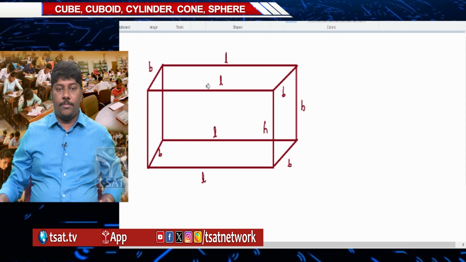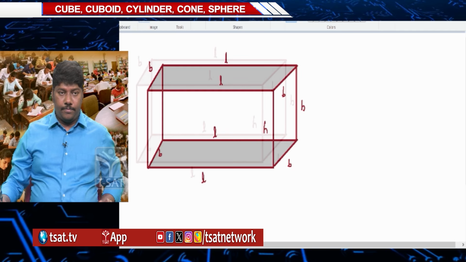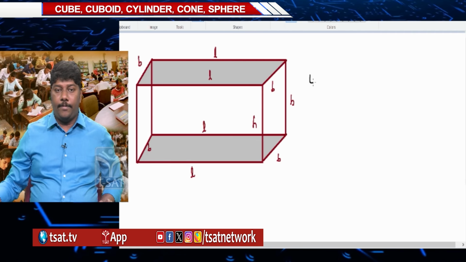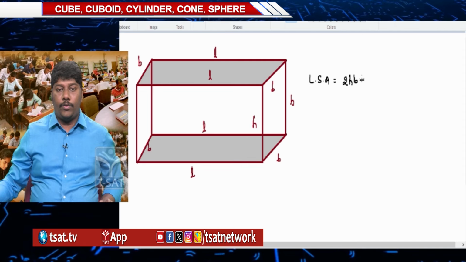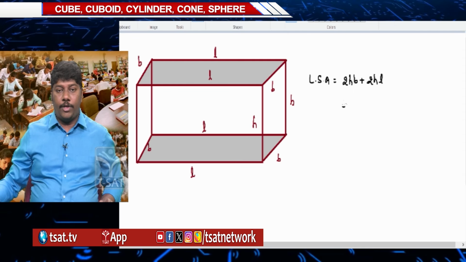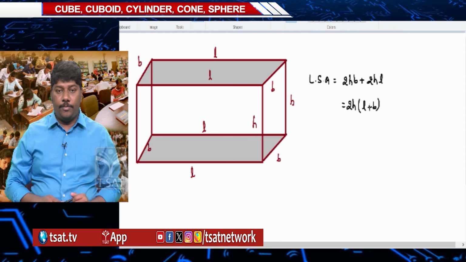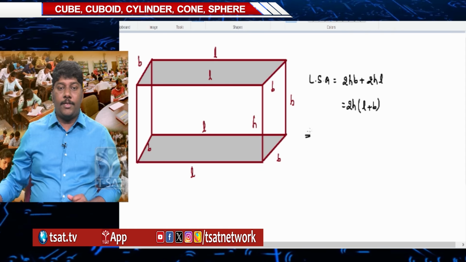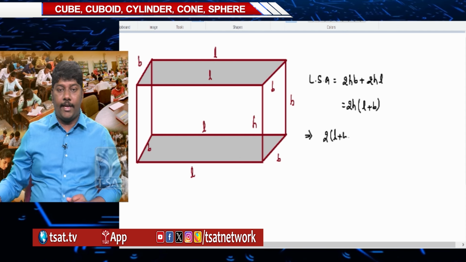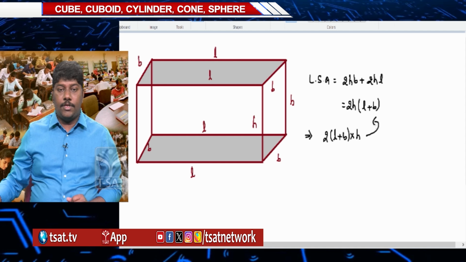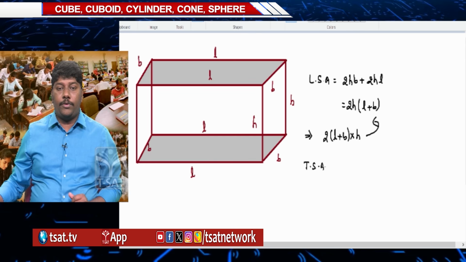And what is the top and bottom? The top one is LB and the bottom one is also LB. So, if you look at the lateral surface area, there are 2 HBs, there are 2 HLs. If you take 2H common, it is L plus B. Or else you can call it a rectangular prism. What is the lateral surface area for a prism? Base perimeter, that is 2 into (L plus B), the rectangle perimeter, into height. It is the same. Now, for the total surface area, you need to add 2 rectangle areas.